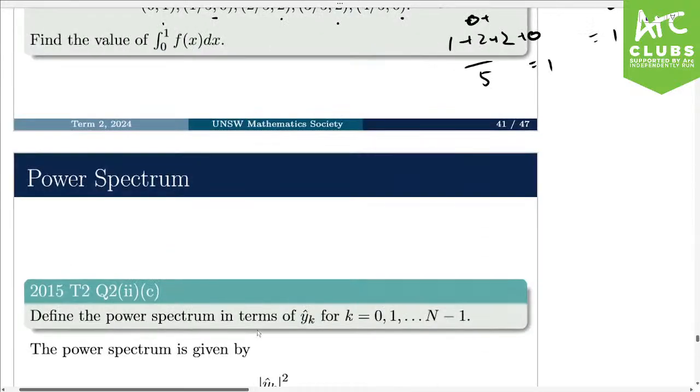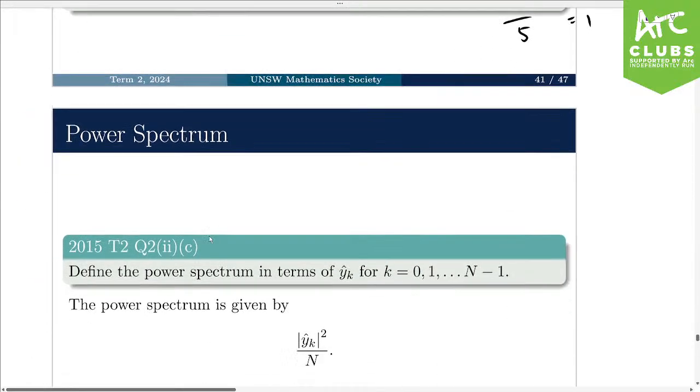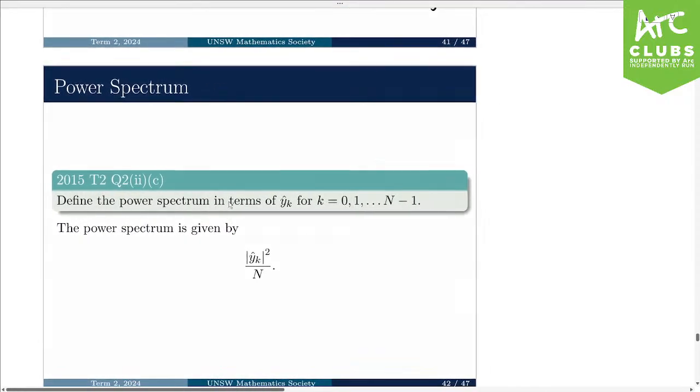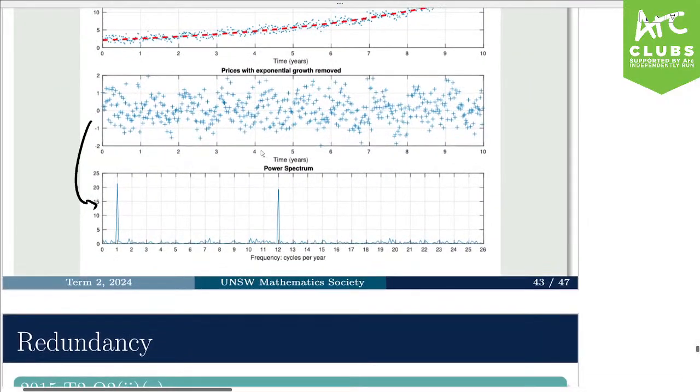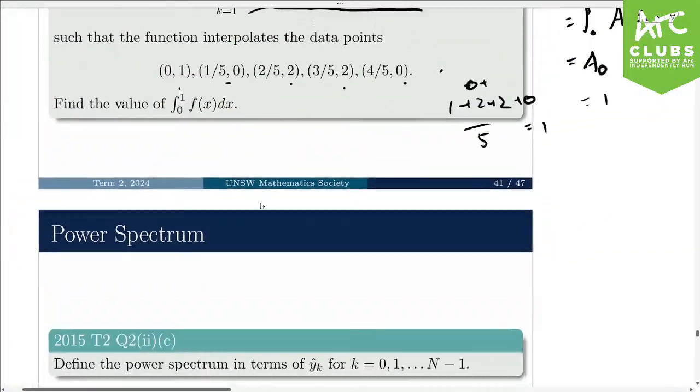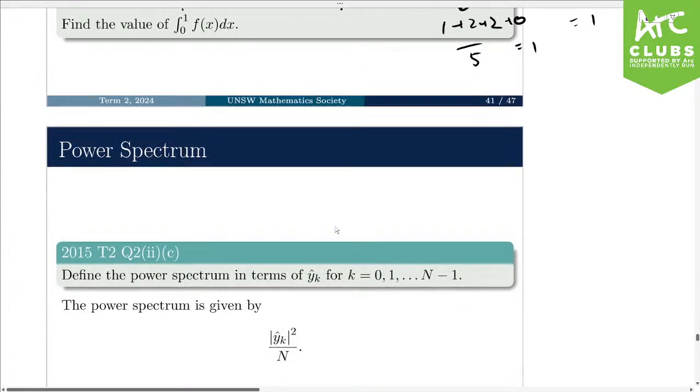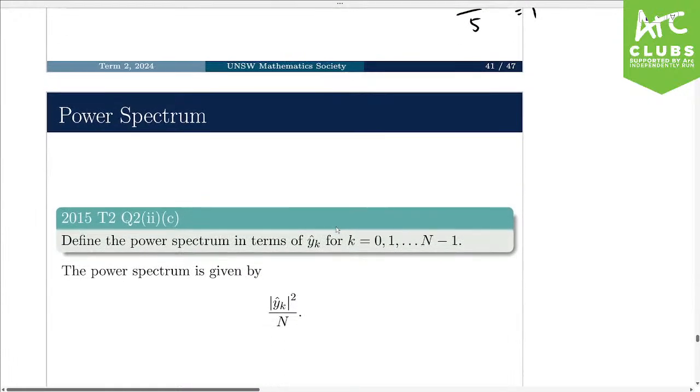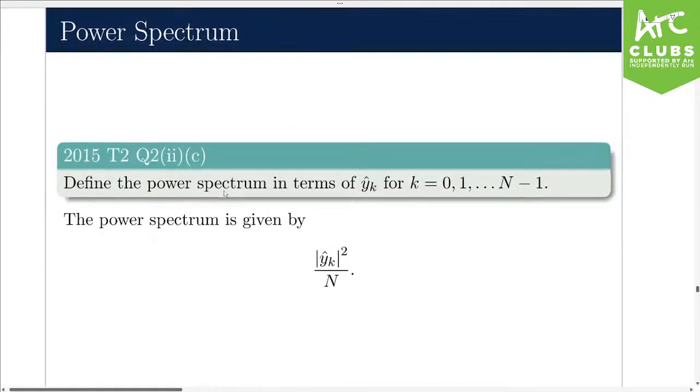The next example question is about the power spectrum. So the power spectrum is this graph here. So we want to express that in terms of the values obtained from the discrete Fourier transform. And this is given by the square of the size of those values divided by the number of terms.